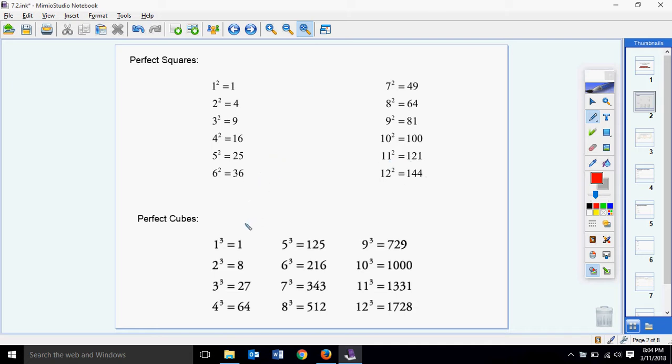Also, perfect cubes come in handy. We use them a lot. So we have 1, 8, 27, 64, 125, 216, 343, 512, 729, 1,000, 1,331, 1,728. So that's 1 through 12 cubed.